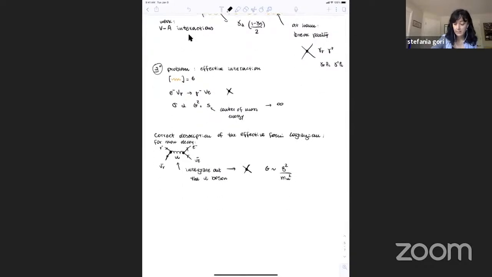And actually, the range of the weak interactions is short. So this is a very important difference if compared to electromagnetism. And this tells us that actually the W boson has to be heavy.